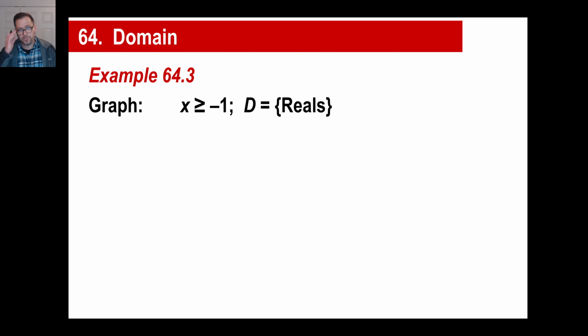Okay, here's another one. x is greater than or equal to -1. All right, and let's just draw it here. There's my basic graph, and there's -1. So greater than or equal to -1, so we can include -1. And you're allowed to use real numbers.